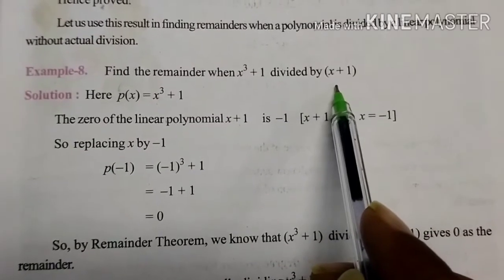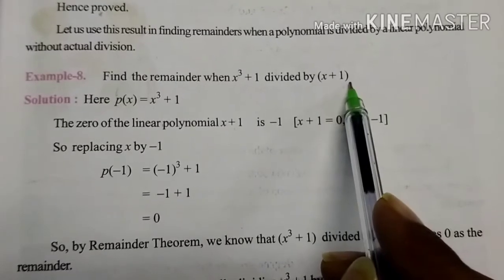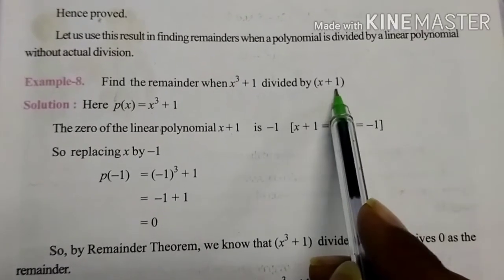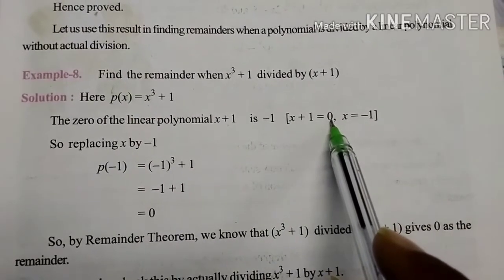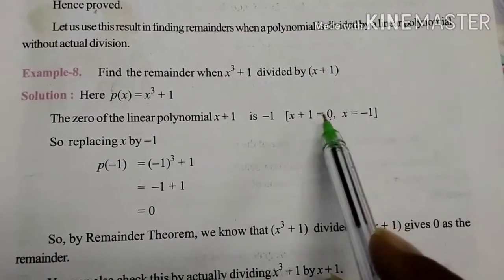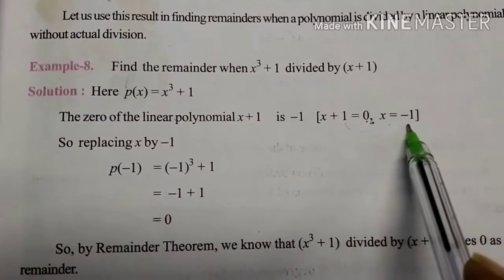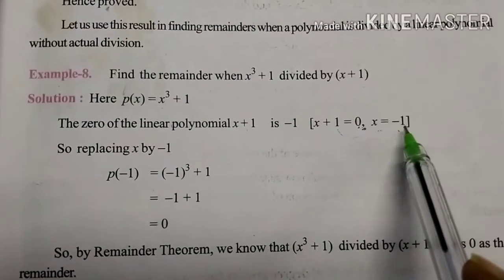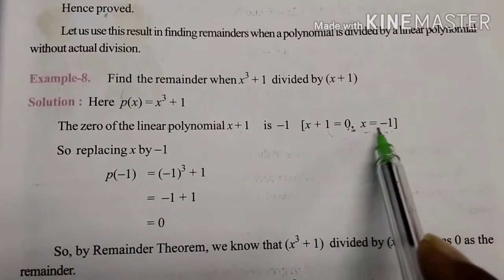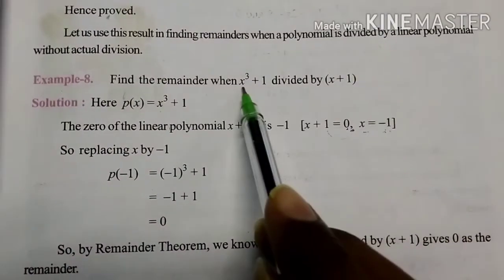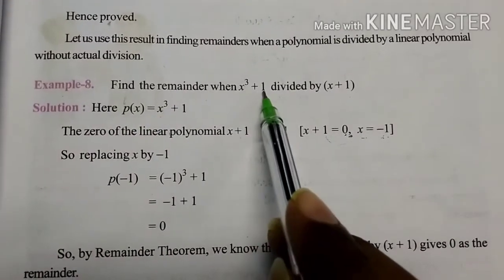Observe here, x plus 1. What is the zero of this polynomial? First you can find the zero of the polynomial. That means x plus 1 is equal to 0. First we equate to 0. After that you transpose 1 to RHS. Then you get x is equal to minus 1. Yes, x is equal to minus 1. Now you can substitute this value of x in the given polynomial. p of x is equal to x cube plus 1.